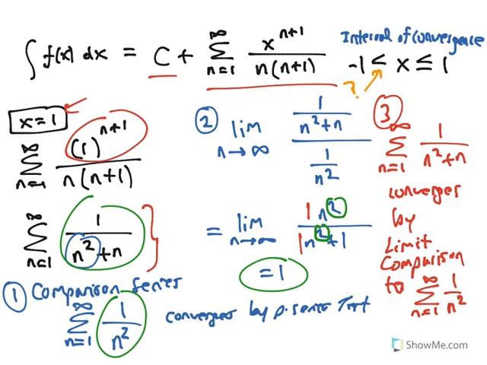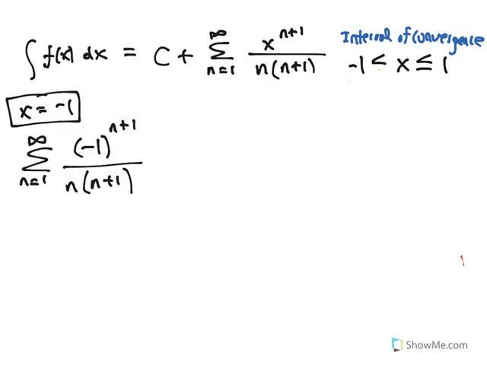So now we still have to check to see if the interval of convergence will include x is equal to -1, and we'll check for that now. So when we substitute -1 for x in the power series for the integral of f of x dx, what we see is that we have an alternating series, so we may apply the alternating series test.